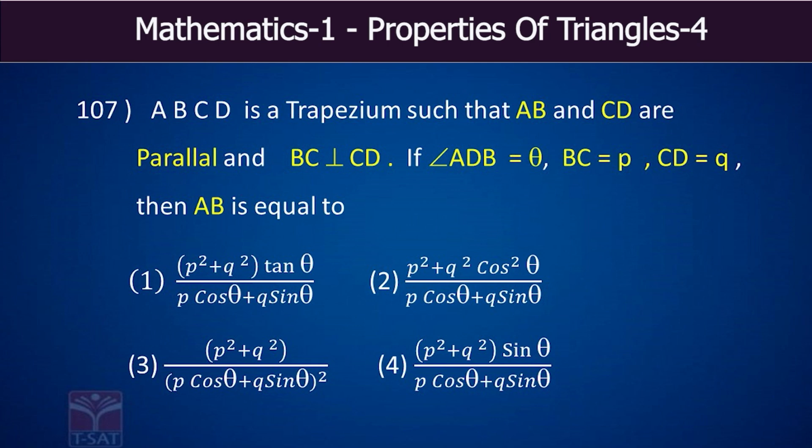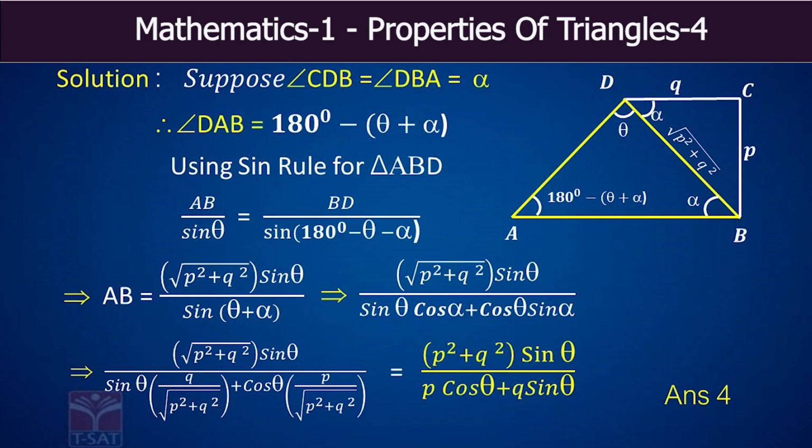If angle ADB is equal to theta and BC is equal to P, CD is equal to Q, then AB is equal to 1 P square plus Q square tan theta by P cos theta plus Q sin theta, etc. Now, suppose angle CDB is equal to angle DBA. Each is equal to alpha because parallel lines. So the alternate angles must be equal.